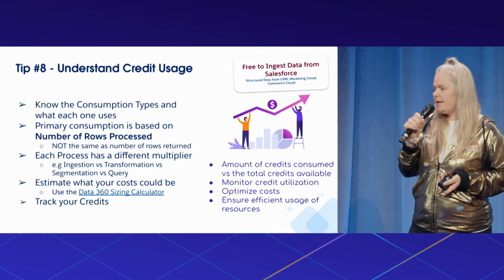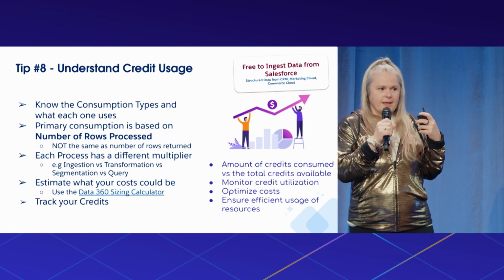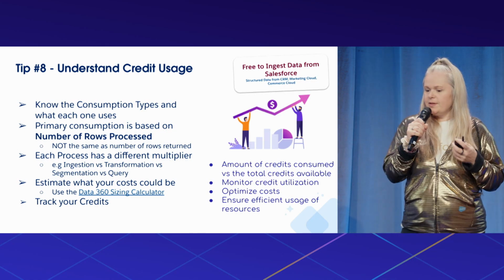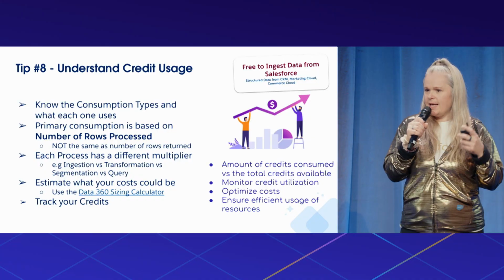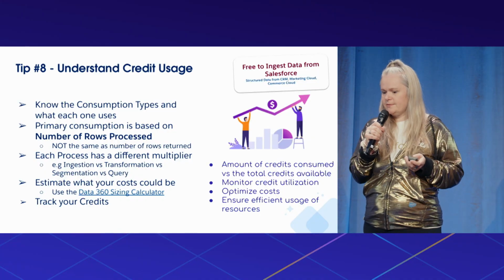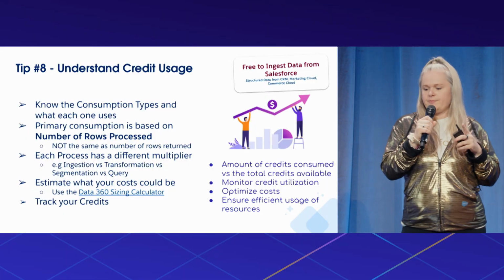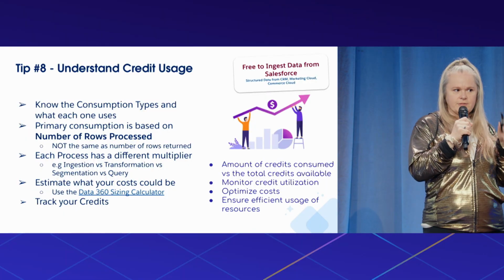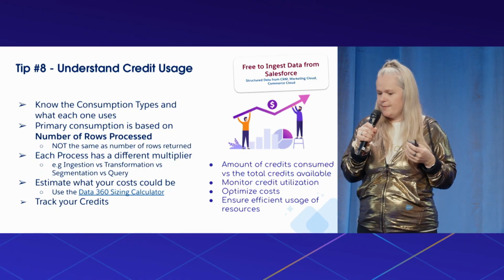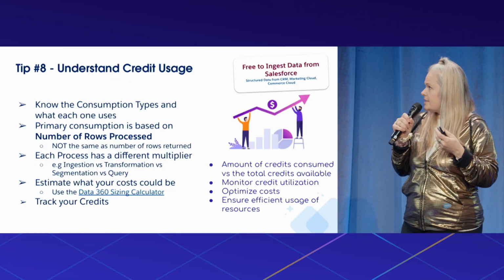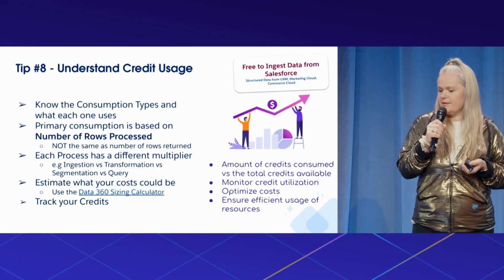Number 8, credit usage. This is always a fun one. It gets a little complex here. So really understand and know the consumption types and what each one uses, because that's going to drive some of your decision making. That calculation is based on number of rows processed. There's a whole bunch of different things and categories that use certain types of processes that take different consumption rates. There's a complex calculation that goes into that.